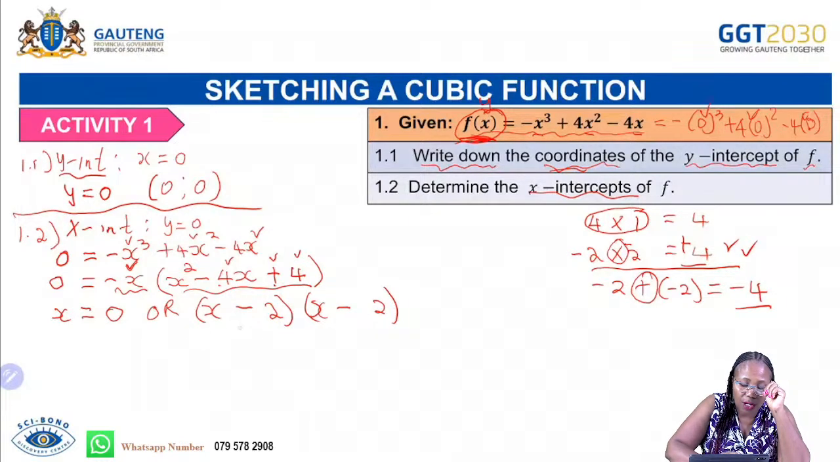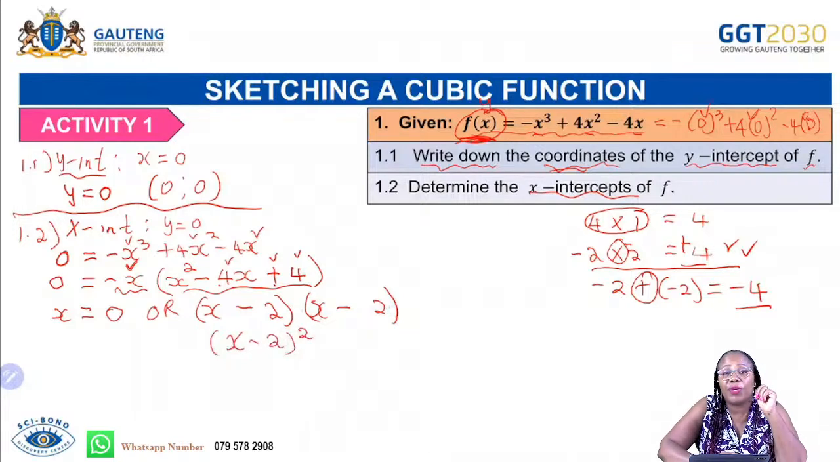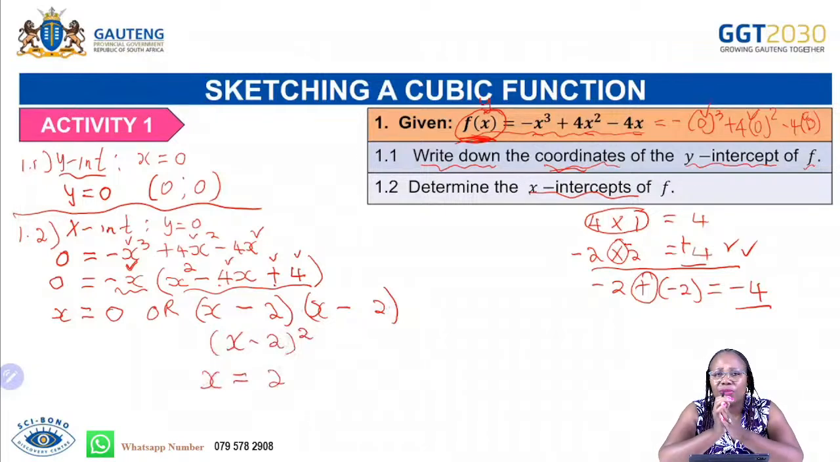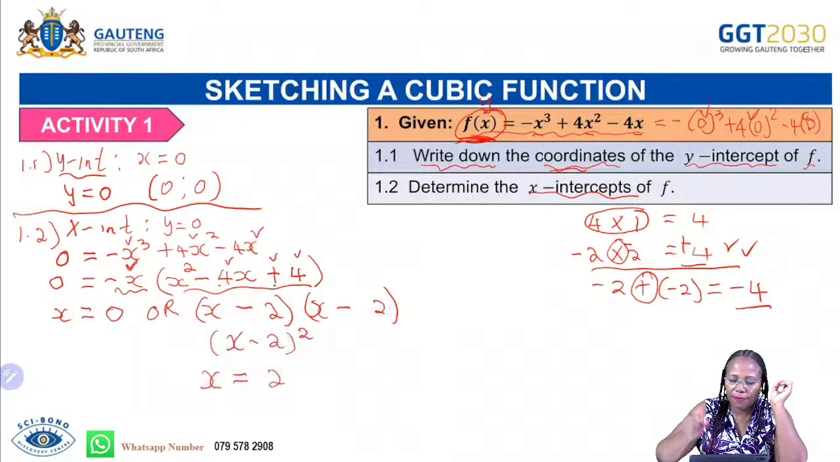Let's continue now. If you look at these two brackets, they are two brackets of the same thing. Therefore, it will give us the same x value, which is x equal to 2. There's no need to repeat x equal to 2 and another x equal to 2. X equal to 2 is enough, grade 12.